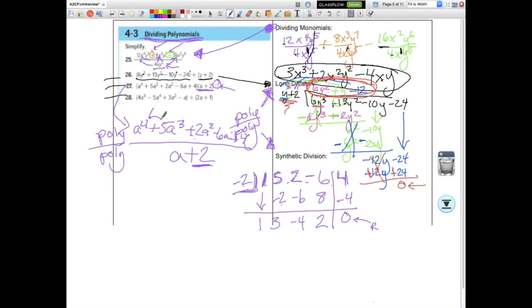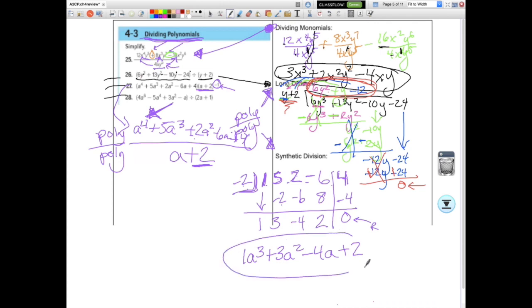Now, if we were to write this answer out, my original problem was a 4th degree. That means my answer is going to be 1 degree less. So it's going to be 1a to the 3rd plus 3a squared minus 4a plus 2. Now, I do not have a remainder here. I thought I did in this problem, but I guess I don't.